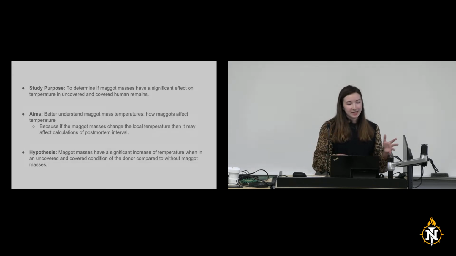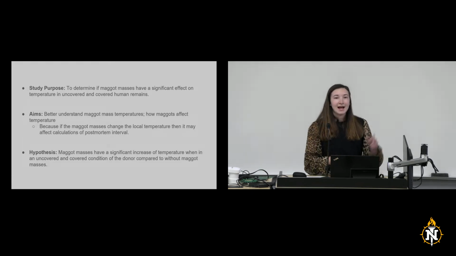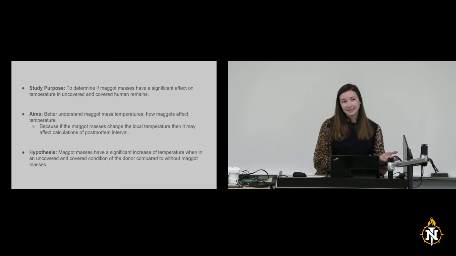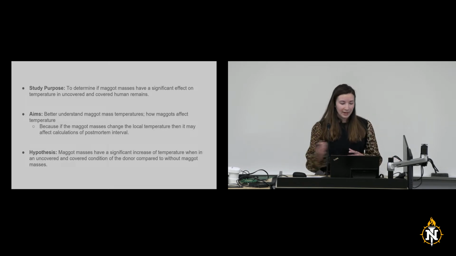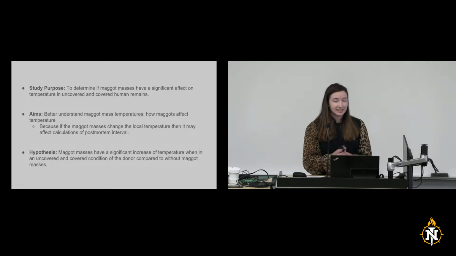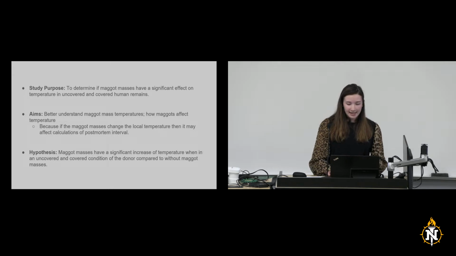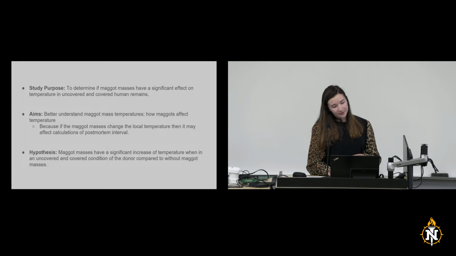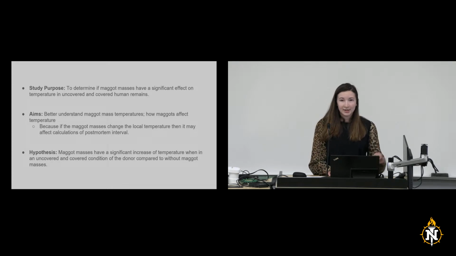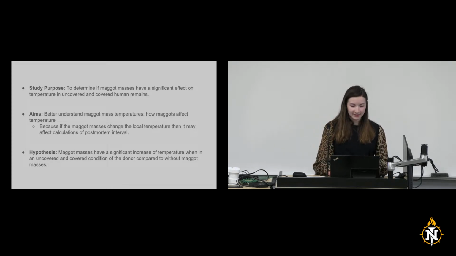The purpose of this study is to understand how maggot masses affect temperature and how this is relevant to PMI, and if this could possibly change the equation we use to calculate PMI. Could this throw it off by a day and rule out a certain time, or does it have no effect at all? So the hypothesis is that maggot masses have a significant increase of temperature, in both an uncovered and covered condition of the donor, compared to without any maggot masses.